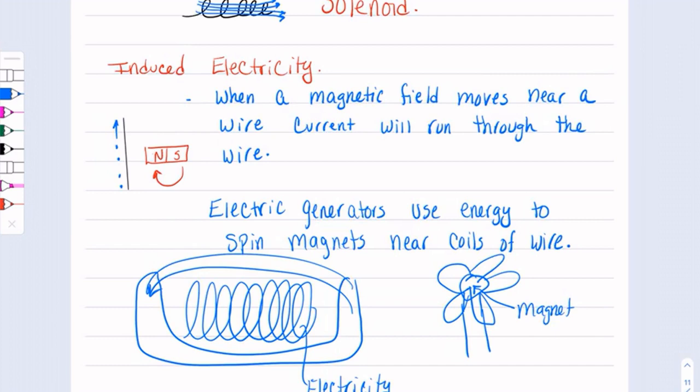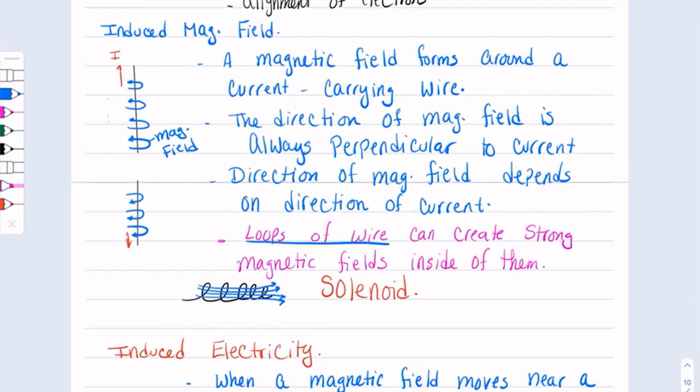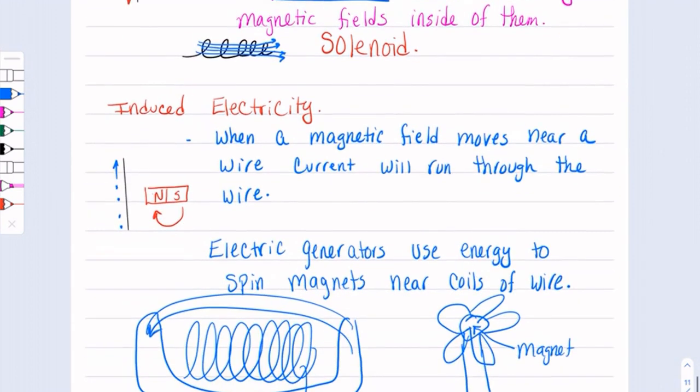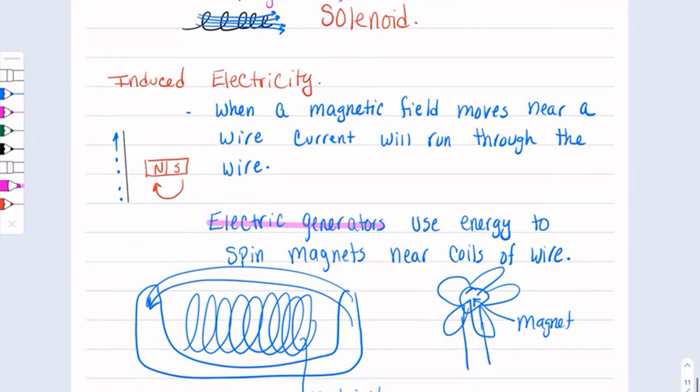Once again, you can induce a magnetic field by running current in a wire, and you can induce an electric field by moving a magnet near a wire, and that's how most of our electricity in this country is generated. It's generated by moving a magnet near large coils of wire and then capturing the electrical energy generated there.